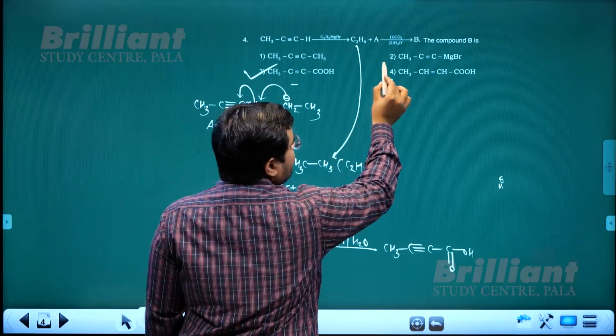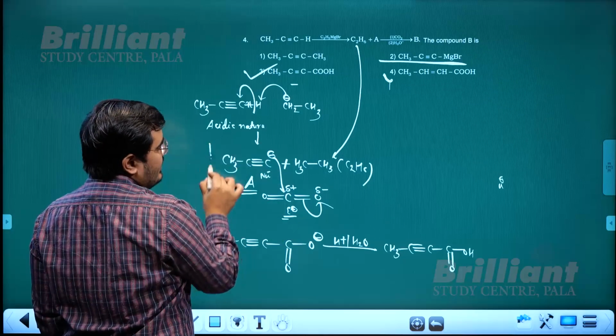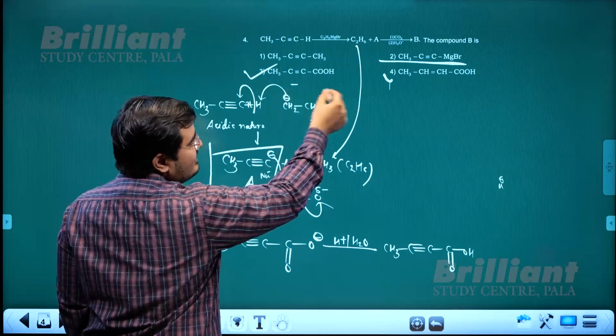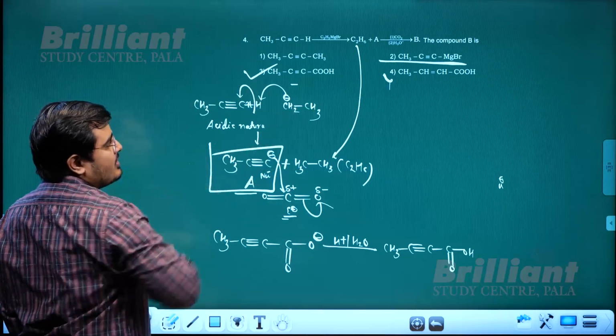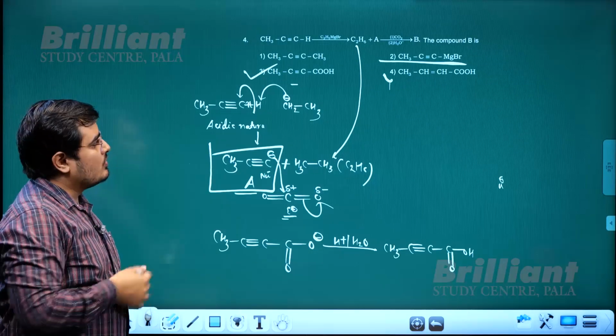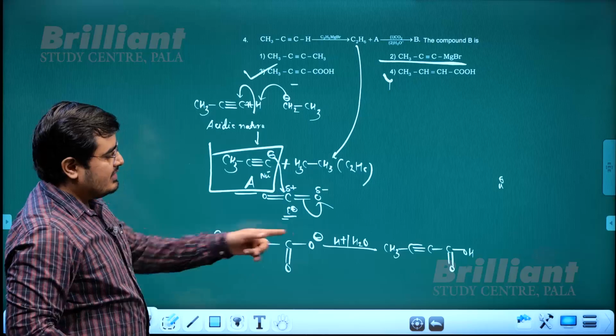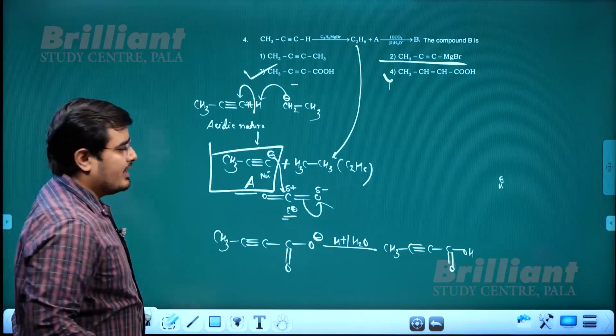If you talk about this, this is the intermediate that forms here. This is actually our A. So if you talk about what is A, option 2 is actually A. What is B? Option 3 is actually B, whereas 1 has no relation with this question. So answer will be option 3 for this CH3C triple bond C attached to carboxylic acid.